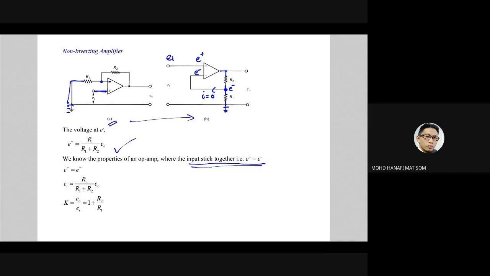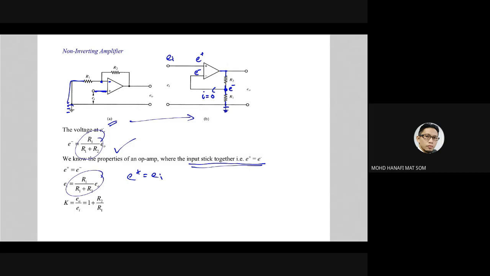Okay, so we can say E plus is actually equal to EI. So EI is actually similar to this equation: R1 over R1 plus R2, multiplied by E naught.